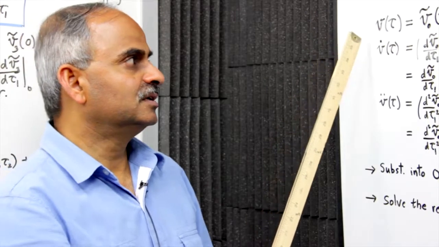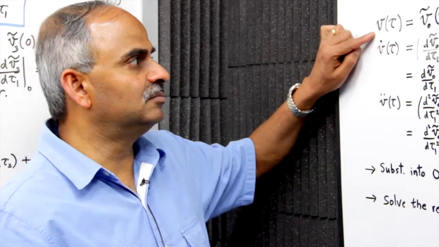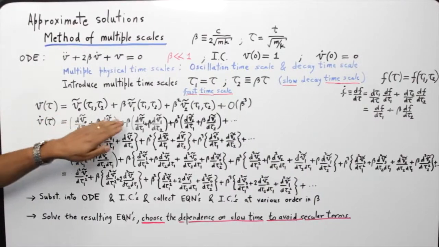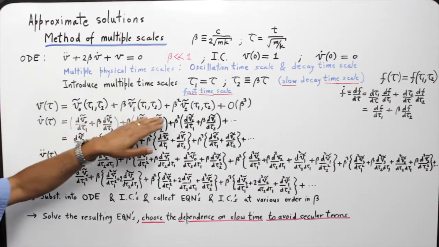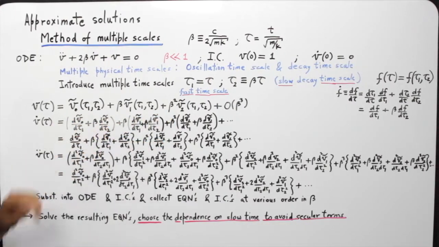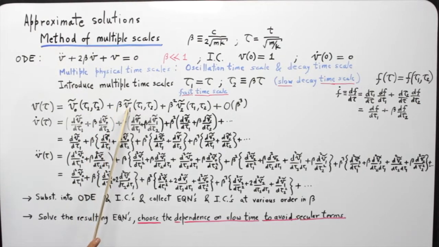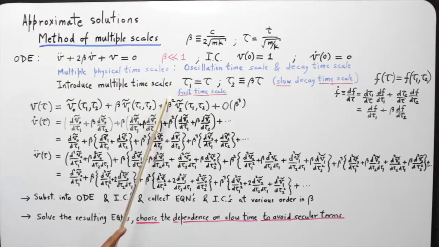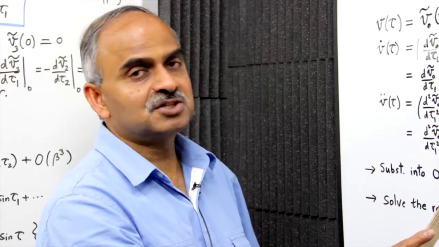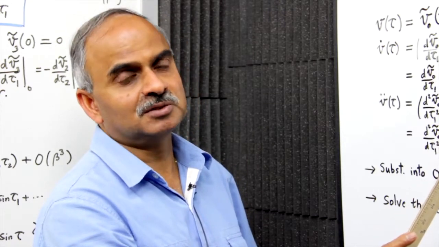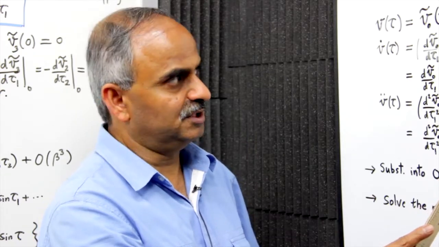Now in this method, we say that the dependent variable v of tau is represented in terms of a series expansion. This is an asymptotic series in terms of successive corrections, but each correction depends on multiple time scales: it depends on the fast time and on the slow time. Then there is a correction of order beta, which is small, times v1, again depending on tau 1 and tau 2, and beta squared v2, and so on. We put tildes on top of these variables so that we don't confuse them with the expansion we had previously done, when we did straightforward regular perturbations without multiple scales.